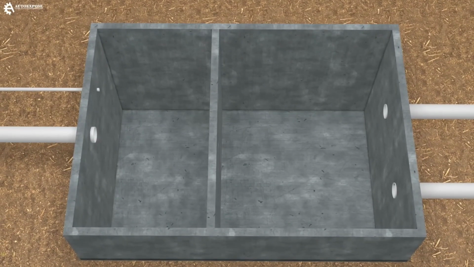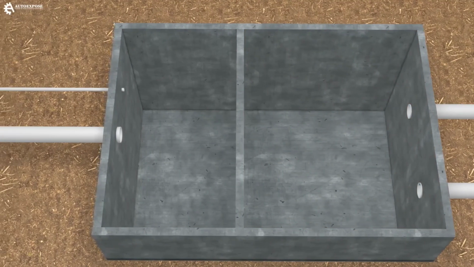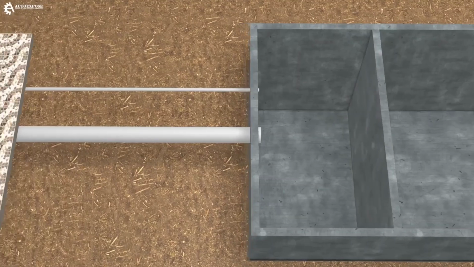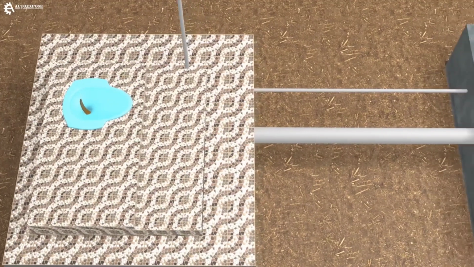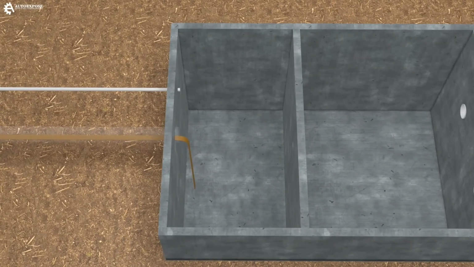Here there are 2 chambers, namely the primary chamber and the secondary chamber. The primary chamber is the chamber where the waste is first entered. So from the toilet, the waste will be collected in the primary room. Because the function of this primary room is as the initial storage, all sides must be concreted so that the waste does not seep out.